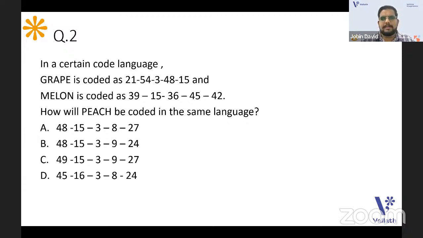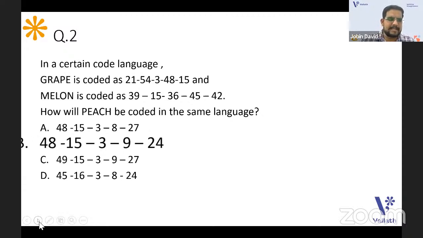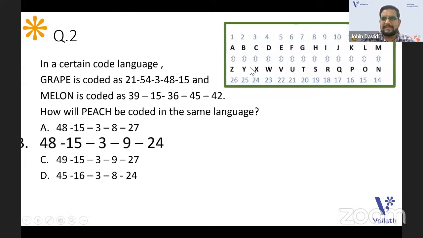Grape is coded as 21, 54, 3, 48, and 15. I will go with the answer and then explain the reason behind it. The answer is 48, 15, 3, 9, 24. If anybody is getting the correct answer, you can give me a thumbs up or like. Anjan is saying it's B. Now I have the positional numbers here. Check in there.